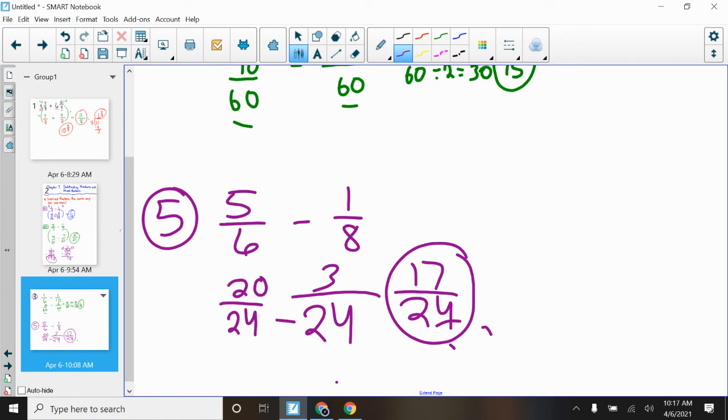All right, once you get 17 over 24, we'll figure that out in a little bit, okay? That's the right answer, 17 over 24, okay? How many people got it?